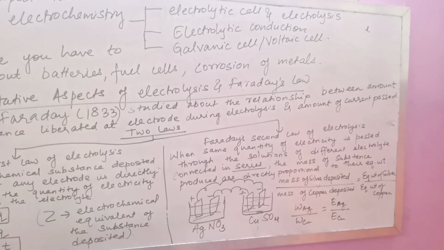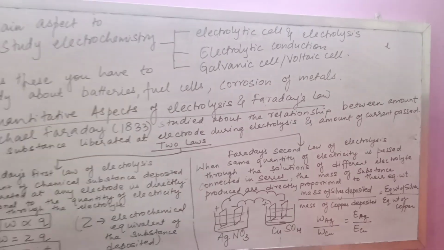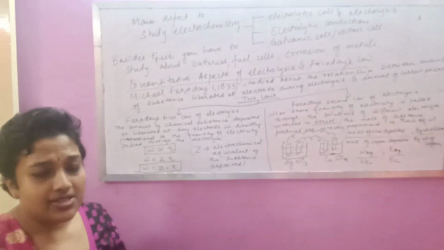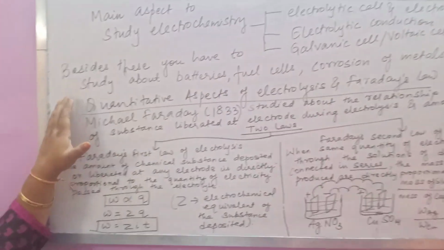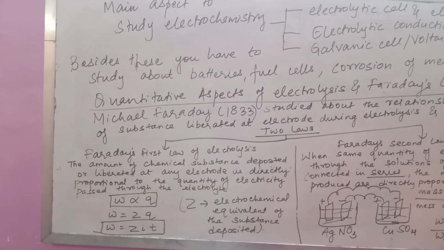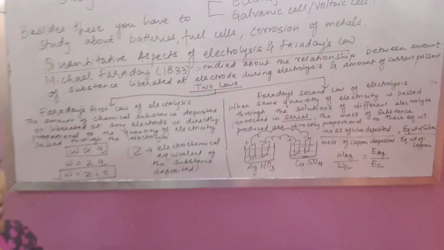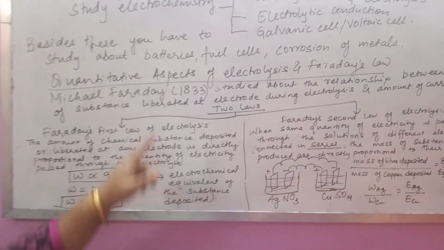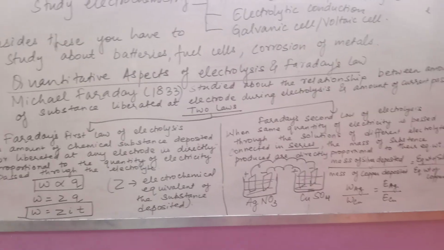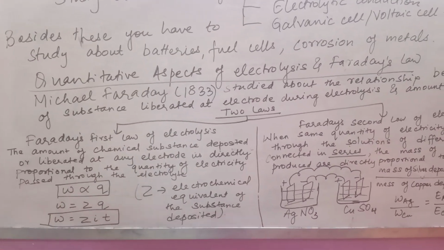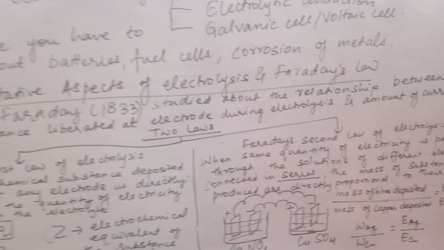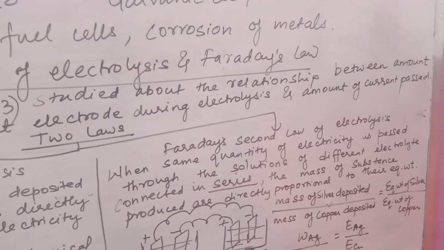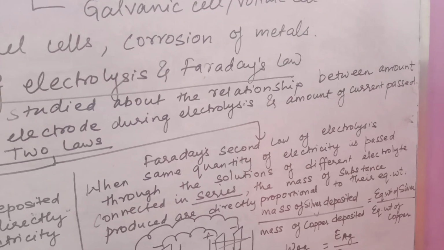And next we study the corrosion of metal, in which we will not deal only with iron. Some other metals like silver and others we will discuss afterwards. But now next is the quantitative aspects of electrolysis and Faraday's law. Faraday, in 1833, studied the relationship between the amount of substance deposited or liberated at the electrode during electrolysis and how much current is passed.